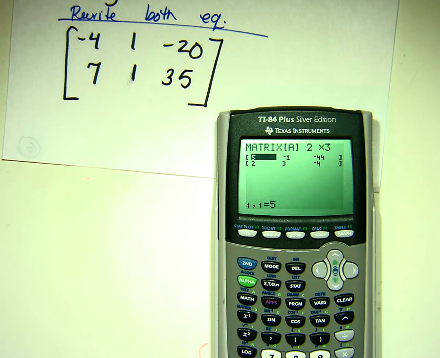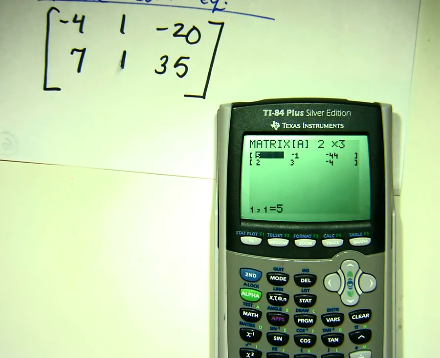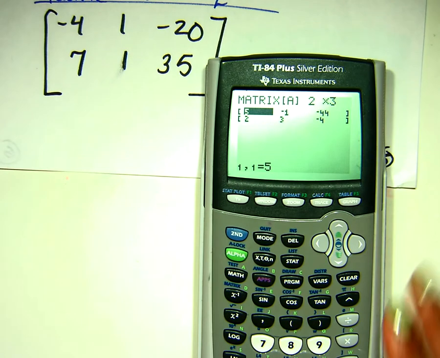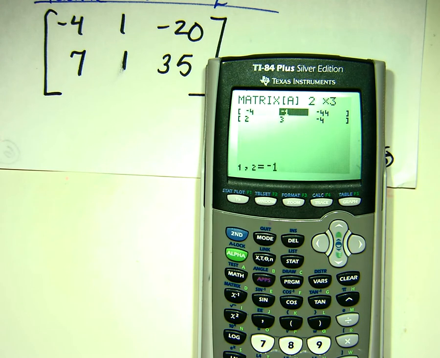Now for your coefficients, let me zoom in a slight bit. I'm going to type in the numbers that I see. So negative 4, enter, 1, enter, negative 20, enter, 7, enter, 1, enter, and 35, enter. So I got my numbers in.